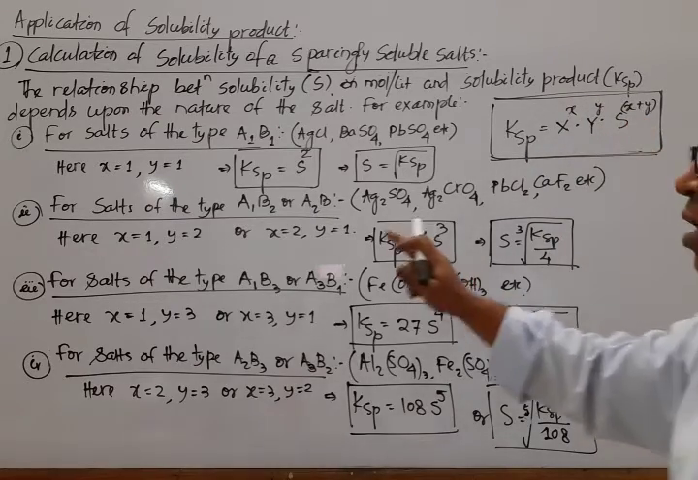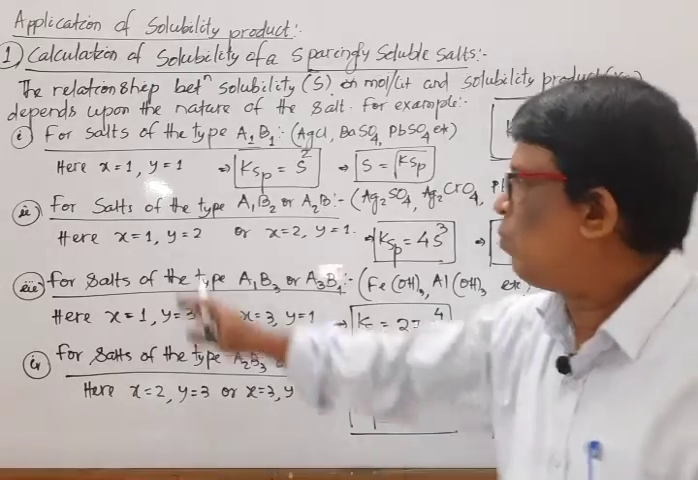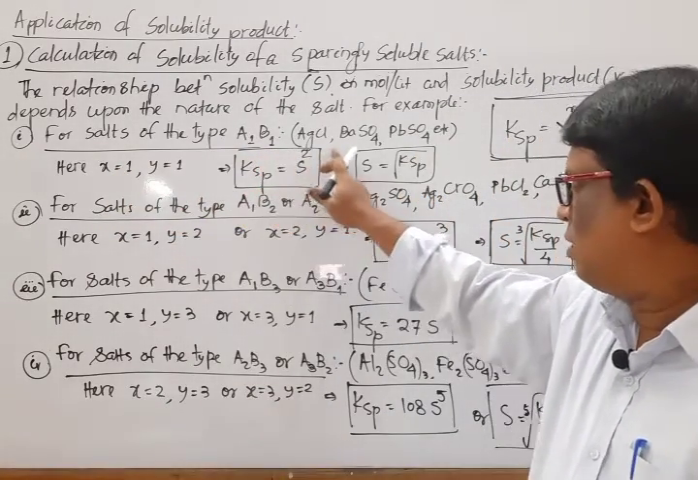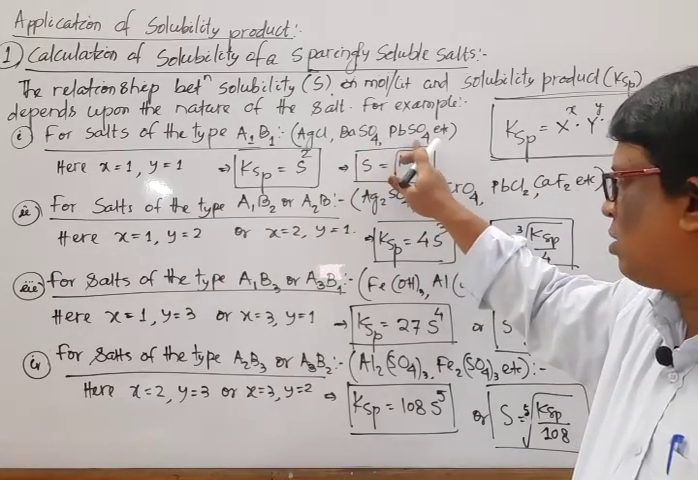Let us consider different types of salt. Point 1, for the salt of the type A1B1, that is silver chloride, barium sulfate, lead sulfate.